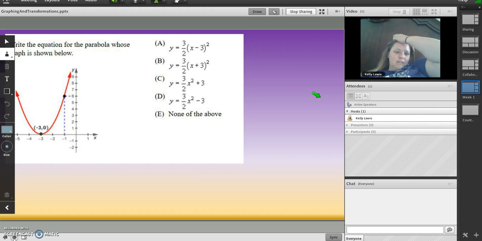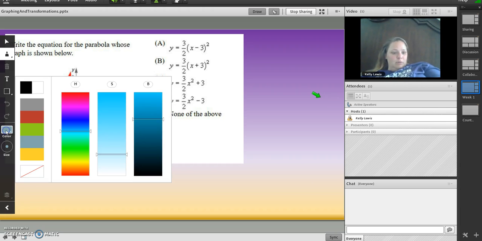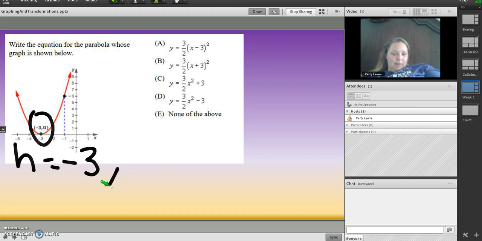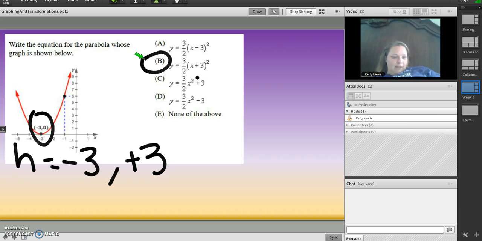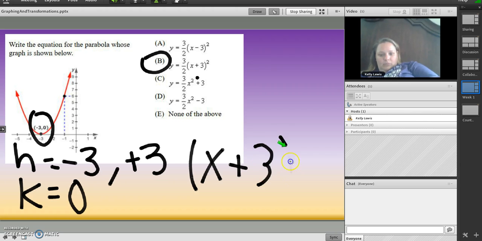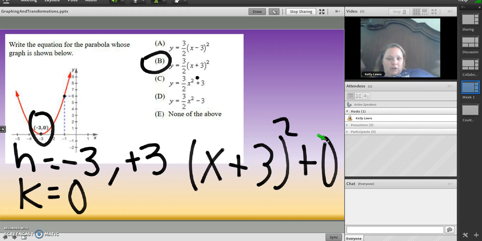All right, so write the equation of the parabola whose graph is shown. So here's just some more practice we're doing. All right, this is negative 3, 0. So h is negative 3, and so he's opposite. It's in the parentheses, because h is in parentheses, it needs to be a positive 3. So the only possible answer is B. It doesn't matter the rest. But k was 0, so we're going to have a plus 0, which is what the template looks like, and the only one it could be is letter B, choice B.